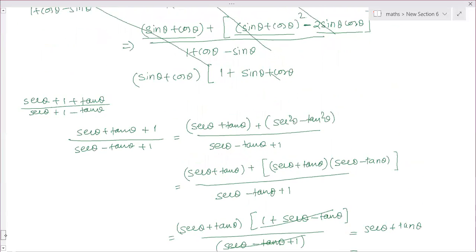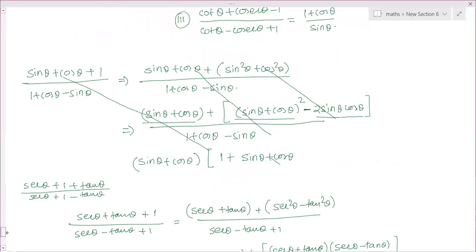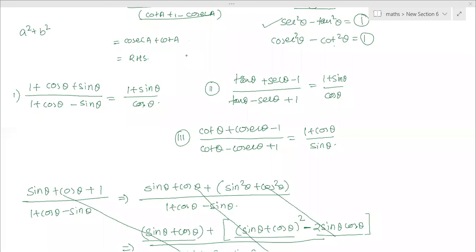Can you scroll up to the second one? Directly you already got in the form of tan and sec, only replace 1. And the same thing in case of the third.